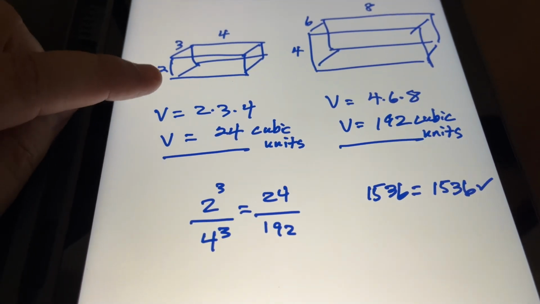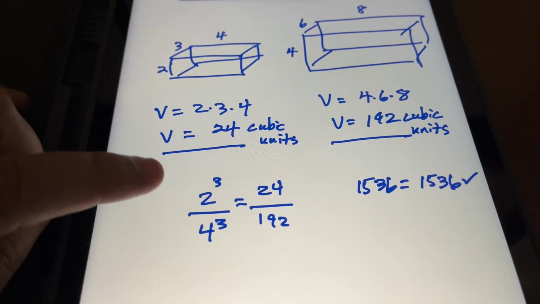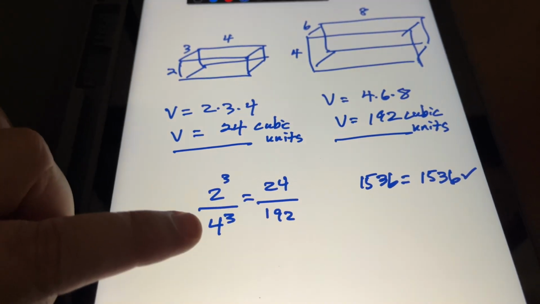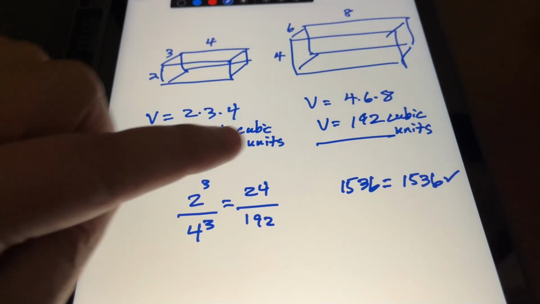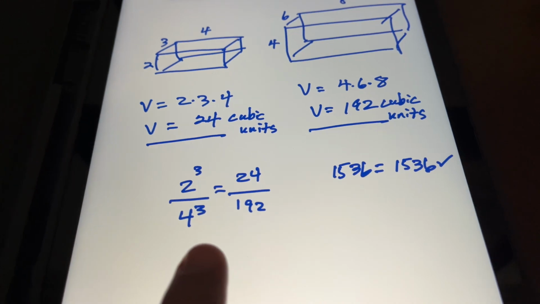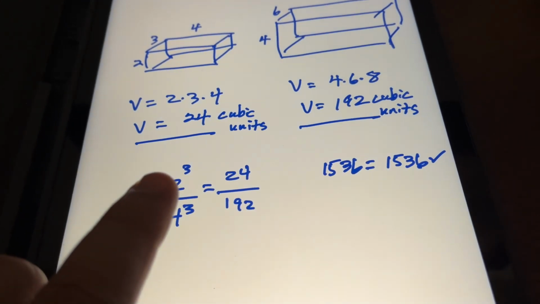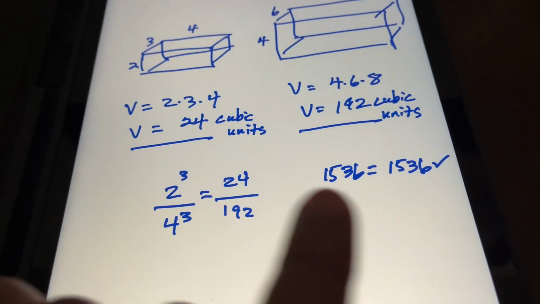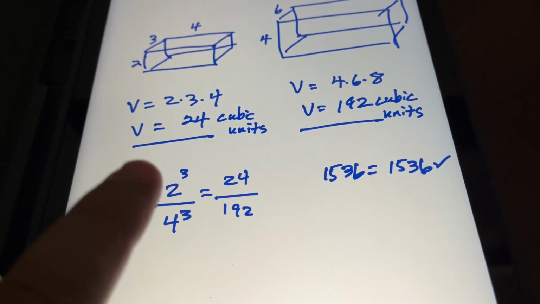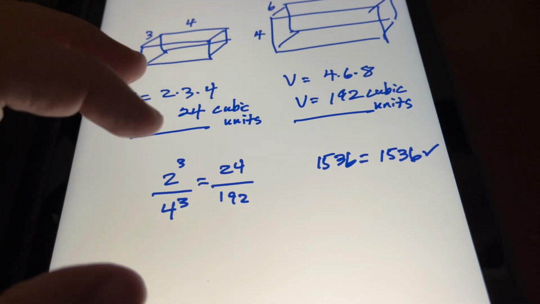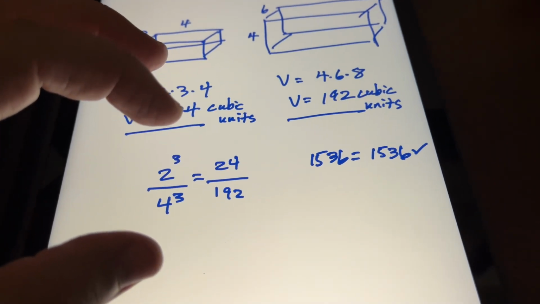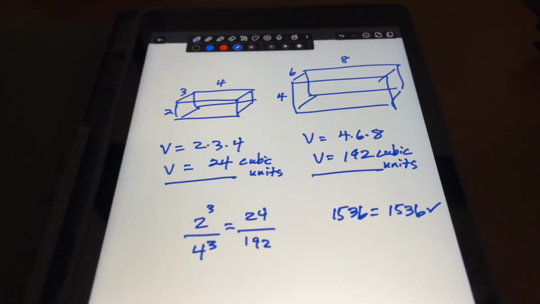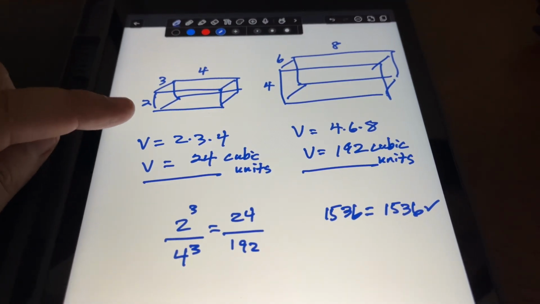Anyway, what we know to be true based on yesterday's talk is that if you just take one of the dimensions, like the height of this, like 2, that 2 cubed compared to 4 cubed should be the same as this volume compared to that volume. And it is. Because if you cross multiply 2 cubed times 192, you get 1536. And 4 cubed times 24 is also 1536, which tells us that if you cross multiply here, these two fractions are equivalent.